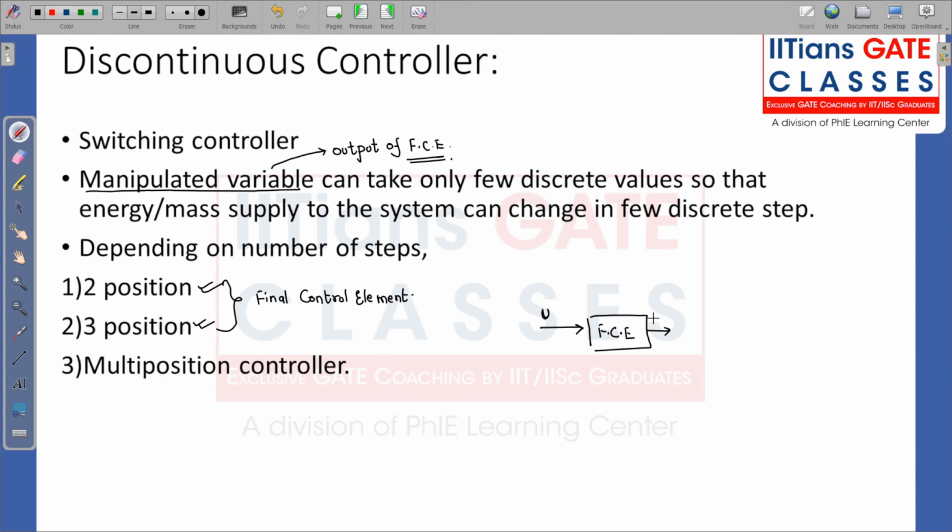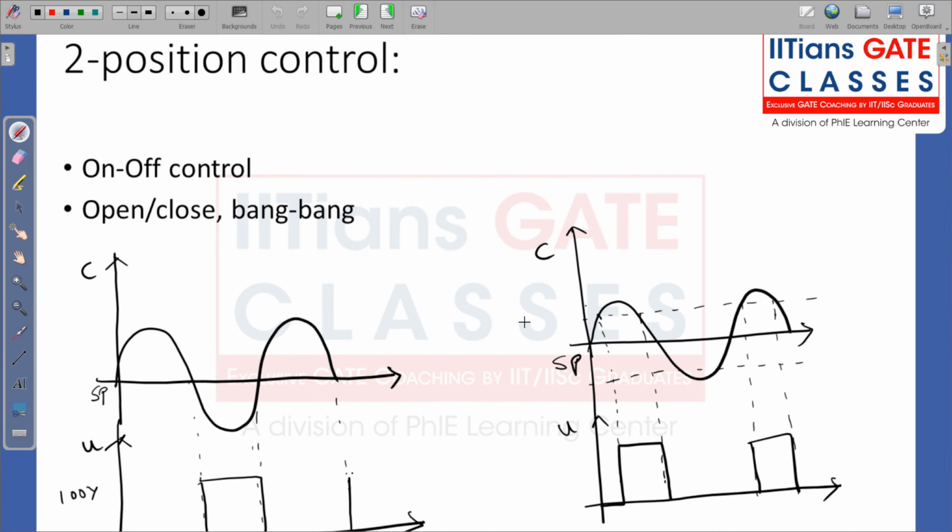If my final control element has only 2 positions, I will call it a 2 position controller. If it has 3, we will call it a 3 position controller. If the final control element can generate multiple positions, we will call the complete controller and final control element a multi-position controller. If it has 2 steps, we are going to call this complete a 2 position controller. If it has 3 steps, we are going to call it a 3 position controller. Okay. Next, let us study your 2 position controller. So what do we mean by 2 position controller?